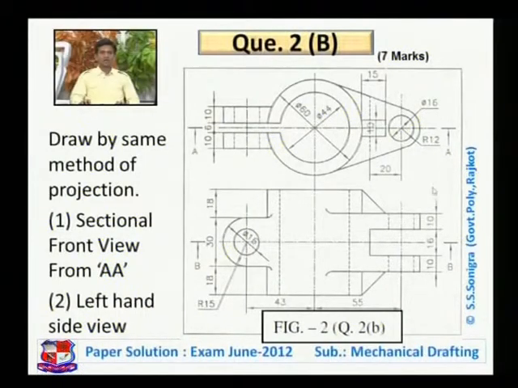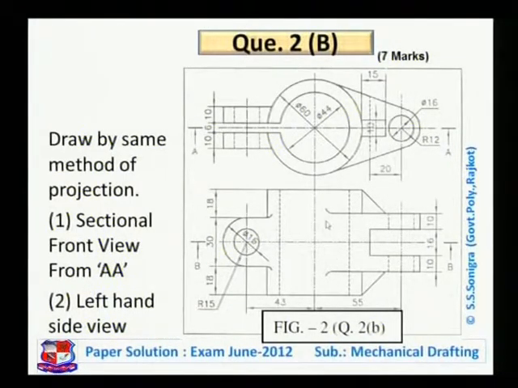Now this drawing is given to us, and from this drawing we have to draw two views, a sectional front view from AA. AA is here, here is A, here is A. So this is the cutting plane, and here it is asked that it's a sectional front view. It means that this would be our front view.